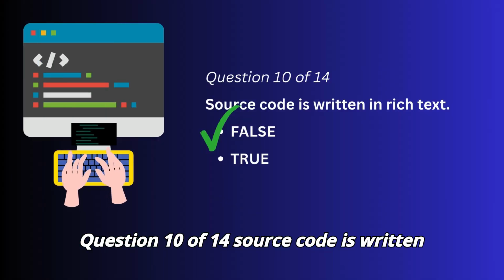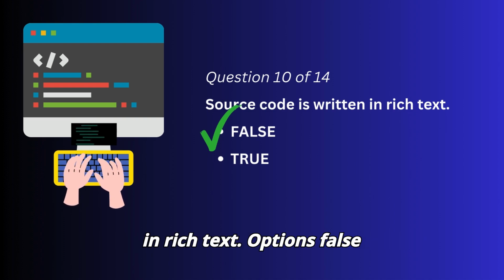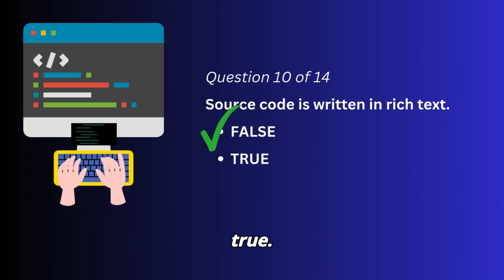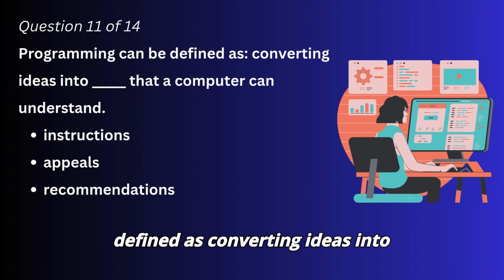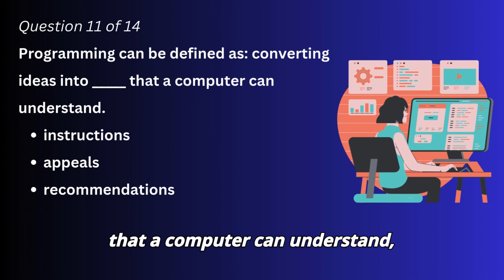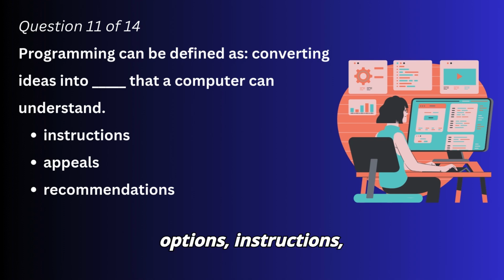Question 10 of 14. Source code is written in rich text. Options: false, true. False. Correct. Question 11 of 14. Programming can be defined as converting ideas into that a computer can understand. Options: instructions, appeals, recommendations. Instructions. Correct.